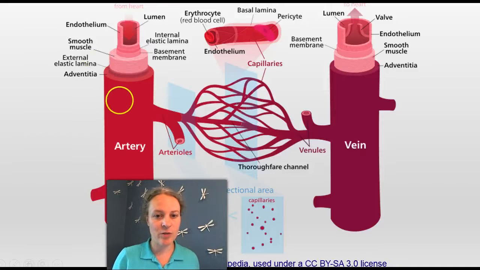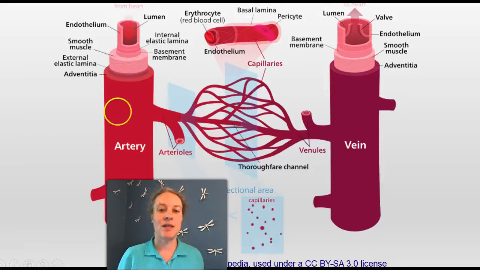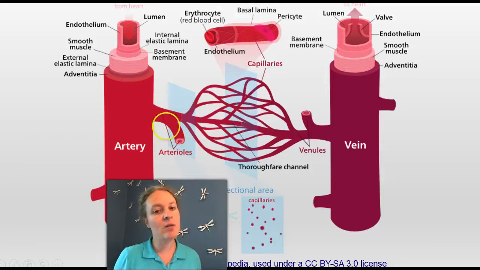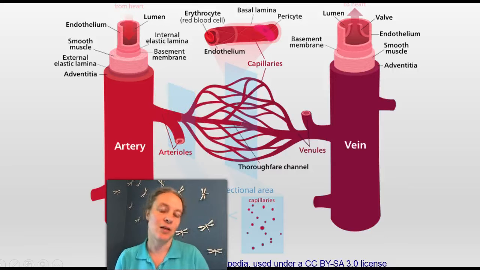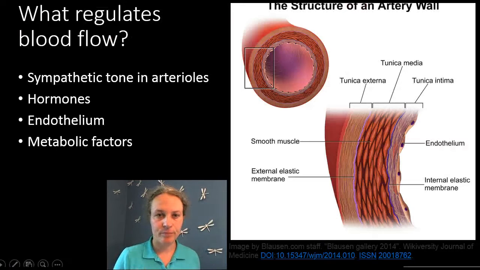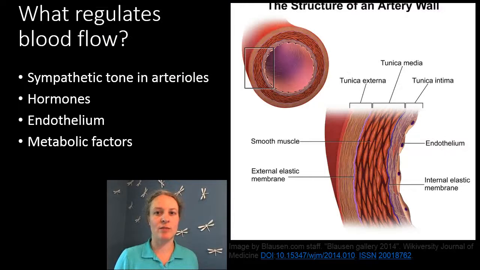So if you remember, the arteries are the big blood vessels, and they're the ones that are very compliant, and they stretch and contract just based on how much pressure and flow is coming through them. But the arterioles are the ones that essentially dictate blood flow into specific tissues. And this is where we're going to be focusing today. Now, what regulates blood flow?